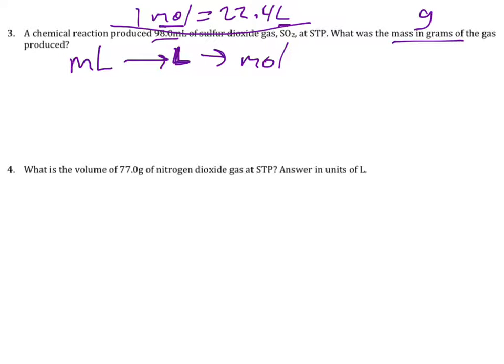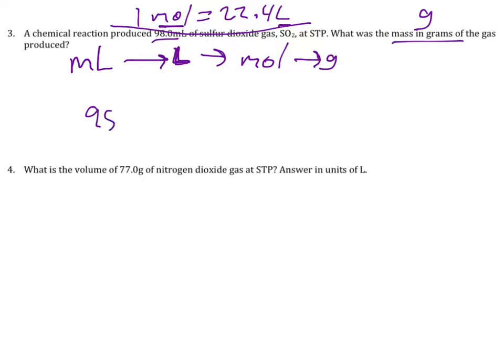And then once we have moles, we can just convert to grams like we always have been doing. So once we have moles, we can go to grams. And so this is our flow chart. We need to take the milliliters and convert them to liters first, and then we go from liters to moles, and we go moles to grams.